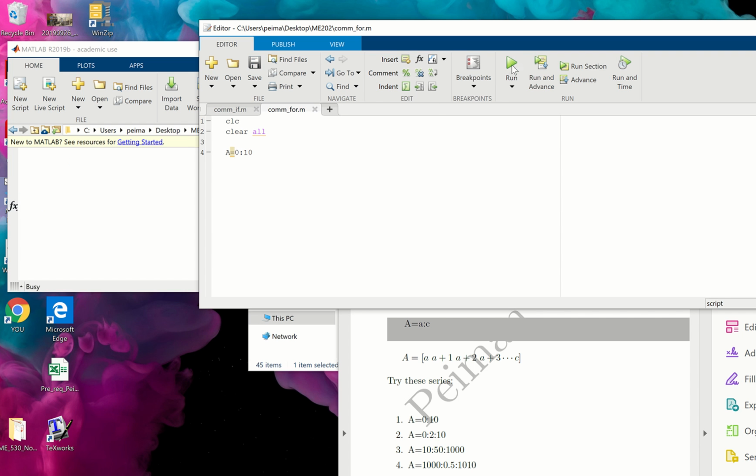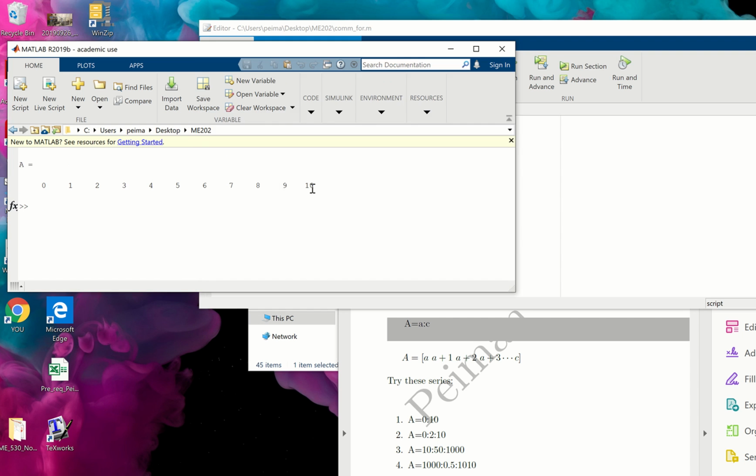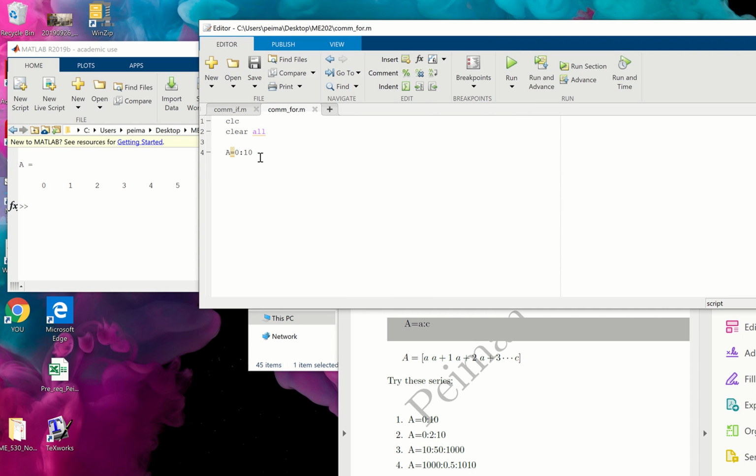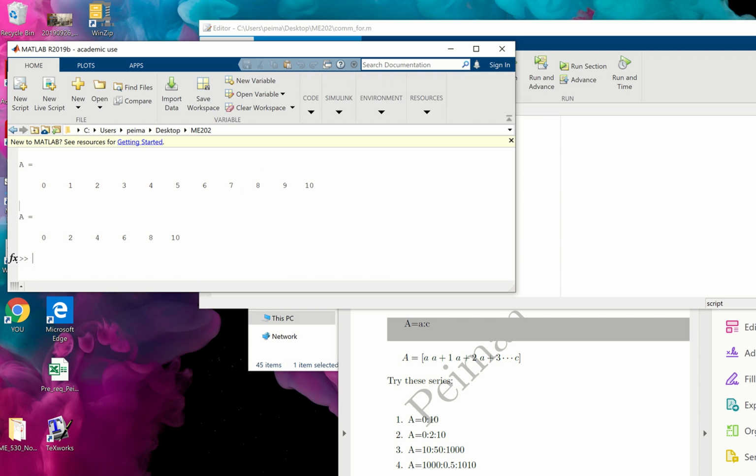If I run this, guys, see, 0, 1, 2, 3, 4, 5, 6 until 10, because we allowed Matlab to automatically add 1 unit. But if I say A is equal to 0 to 2 to 10, now we define an interval. The interval is 2, so it's going to be 0, 2, 4, 6, 8, 10. Okay, here we go.